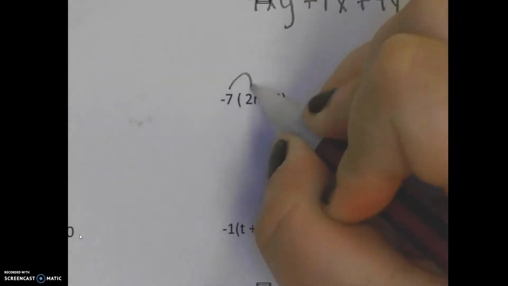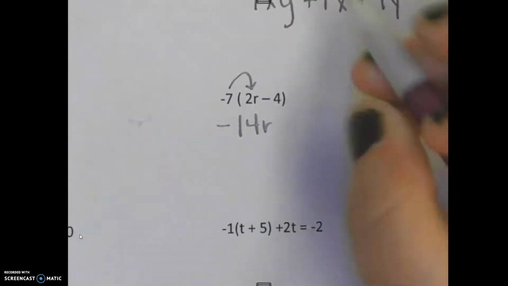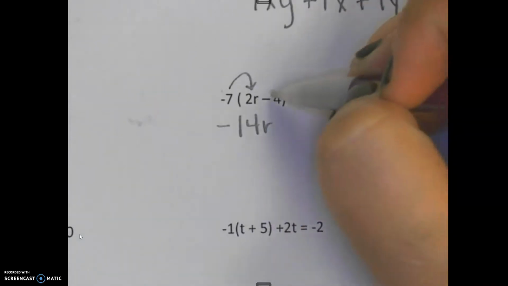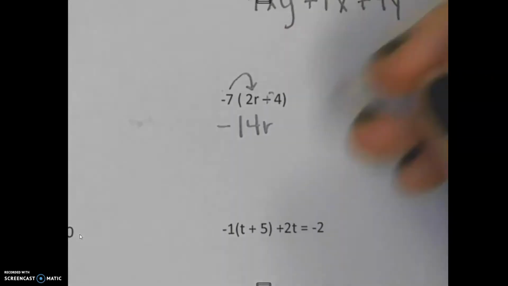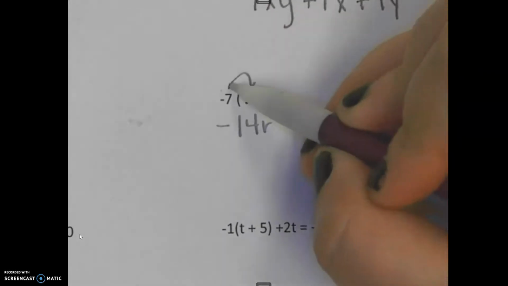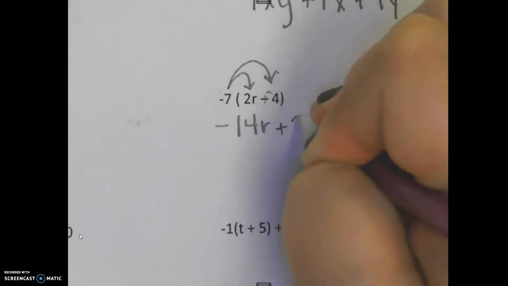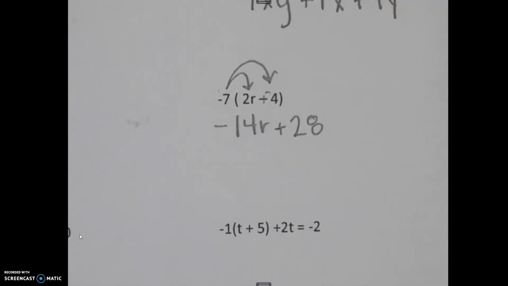Negative 7 times 2r is negative 14r. I have said if I see a negative and a subtraction, I'm going to go ahead and add a line, change this line. You don't have to, but it does kind of help prevent some errors there. So negative 7 times negative 4, bring down that plus, is 28. So that is our distributing. Again, all of this is from your journal. Not these exact problems, but definitely problems very similar to it.